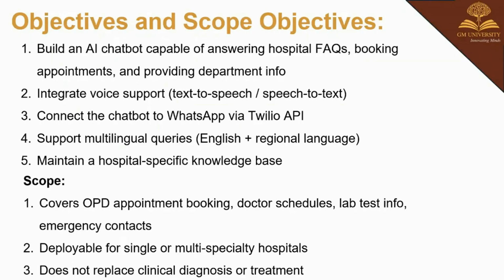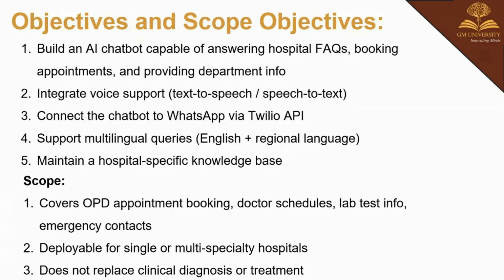And next we have the voice support. Means there is support for both speech to text, means it will take user speech and the system understands. And next we have text to speech, means the system replies with voice. And third we have WhatsApp integration, means we are using Twilio API, so patients can interact with the chatbot directly through WhatsApp. And we have multilingual support, means the chatbot can understand and respond in English plus regional languages like Kannada, Hindi, and other languages.